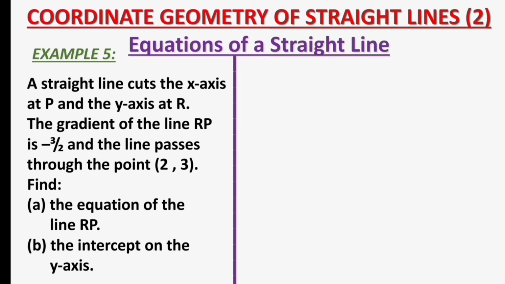Next, let's see our fifth example involving equations of a straight line. Example 5. A straight line cuts the x-axis at P and the y-axis at R. The gradient of the line RP is minus 3 over 2 and the line passes through the point x is 2 and y is 3. Find A, the equation of the line RP, and B, the intercept on the y-axis.